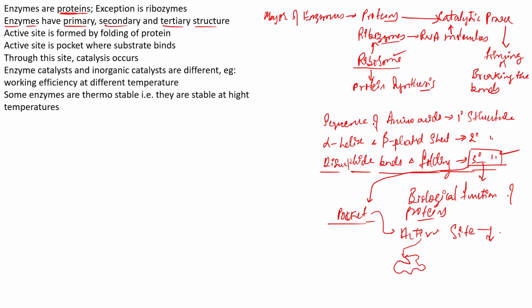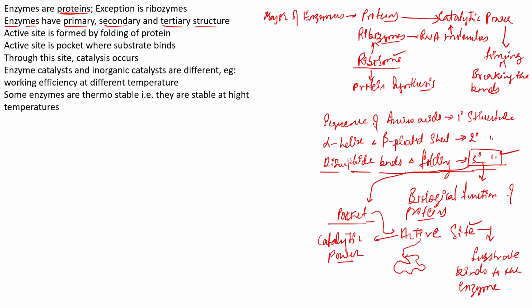Active site is the site where the substrate binds to the enzyme. So it is mainly the region present in the enzyme where the substrate can bind, and that part is referred to as the active site. And the active site is mainly having the catalytic power.